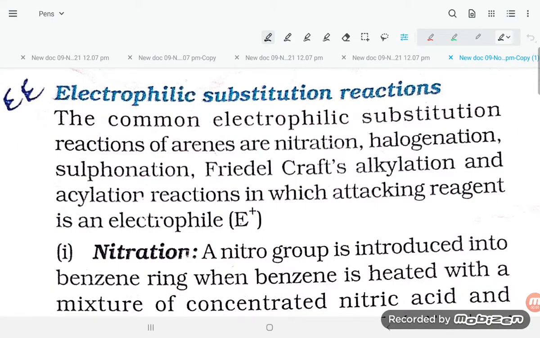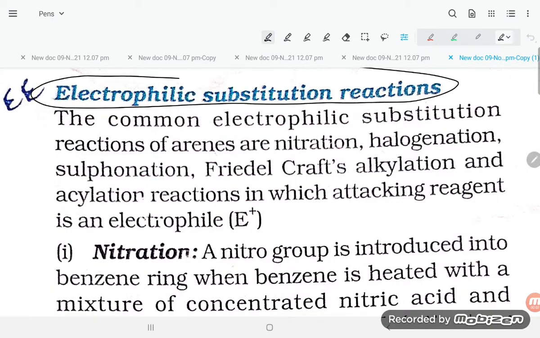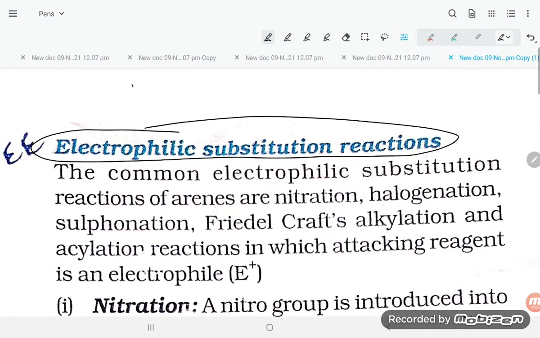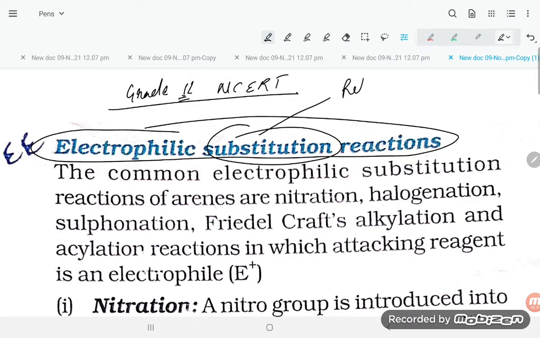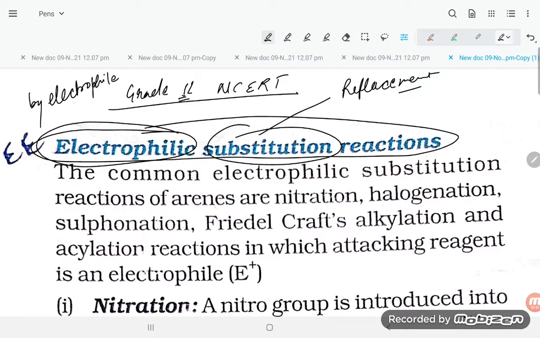Hi students, let us try to understand electrophilic substitution reaction. That is also grade 11 NCERT we are taking. Substitution means replacement, as I told you in the last video. Replacement of one group by another group, and electrophilic means by electrophile. So electrophilic substitution means replacement of any group by an electrophile.